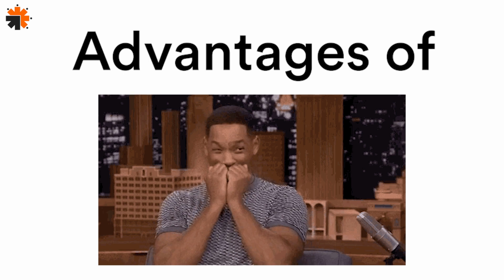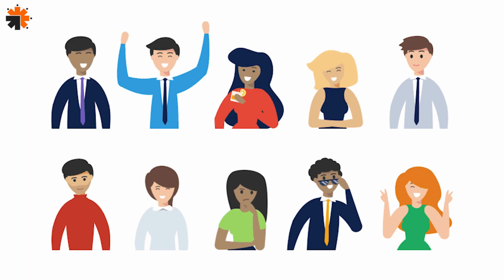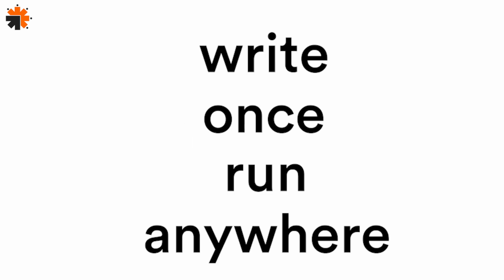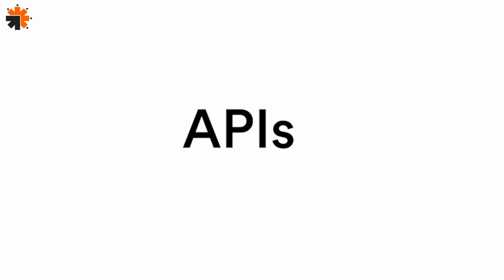Now let's see a few advantages of Java. Java reduces security threats and risk by avoiding the use of explicit pointers. Java offers a very effective boon to its users by providing the feature of platform independence, that is, write once, run anywhere. The JDK used in Java programming gives an extremely rich set of standard APIs for developers.